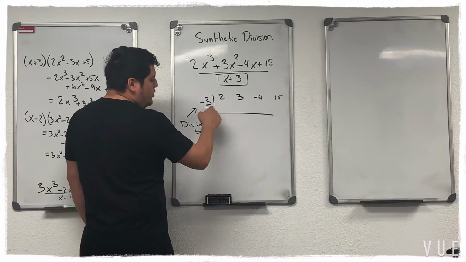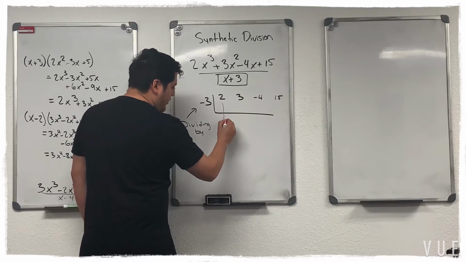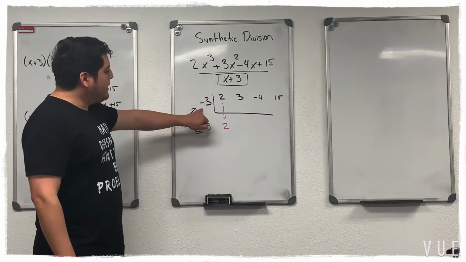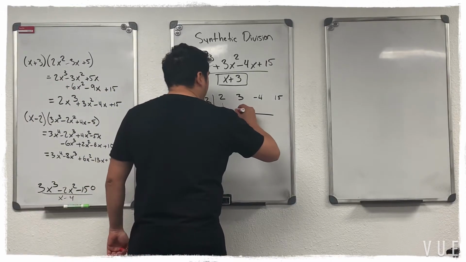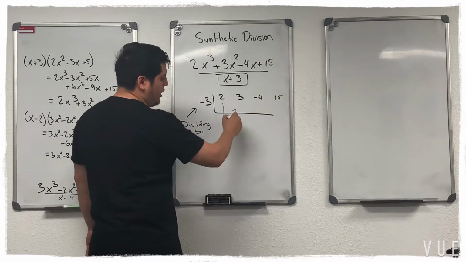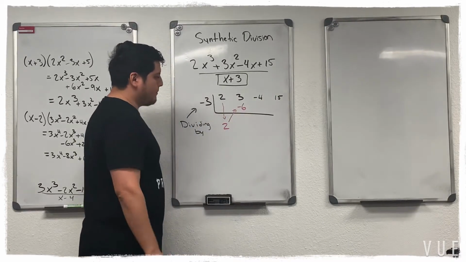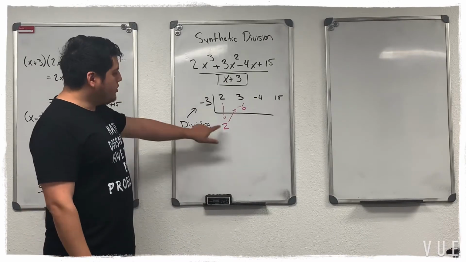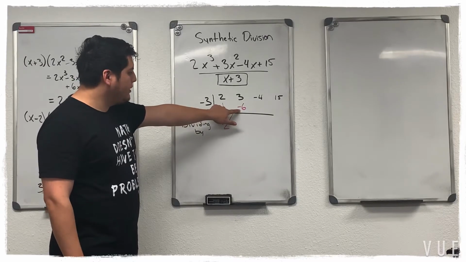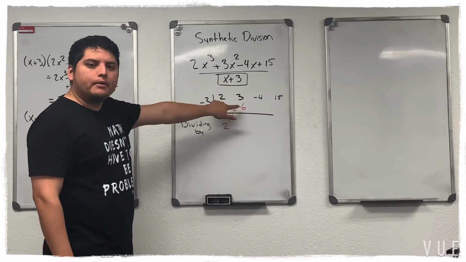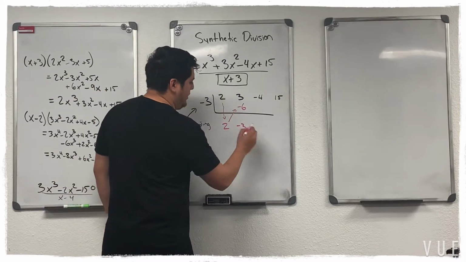The first thing that you're going to do once you set it up is to drop this 2 down here. You're going to multiply this -3 times this 2, and you're going to write it right here. -3 times 2 is -6. Once you figure out this first multiplication, you're going to write it right below the next term, and you're going to add those two terms up. 3 plus -6 is a -3.